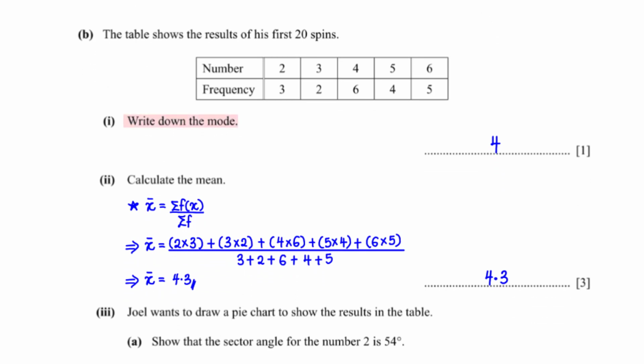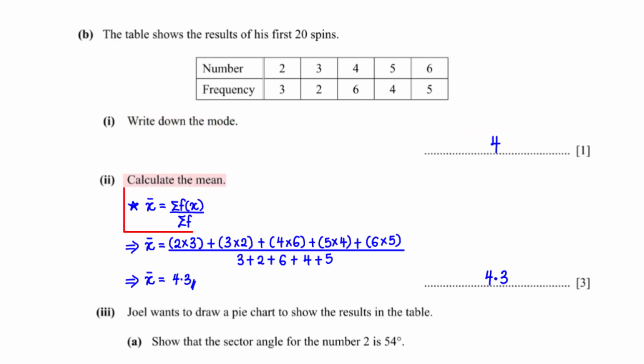The table shows the results of his first 20 spins. Write down the mode. The mode is the most recurring number. In other words, the number with the highest frequency. The highest frequency here is 6, and the number with this frequency is 4.